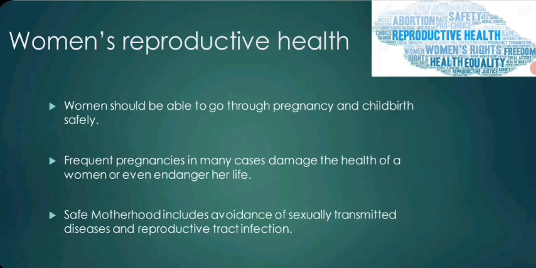Now we'll talk about women's reproductive health. Women should be able to go through pregnancy and childbirth safely, and frequent pregnancies in many cases damage the health of a woman or even endanger her life. So safety during childbirth is very necessary. Safe motherhood includes avoidance of sexually transmitted diseases and reproductive tract infection.